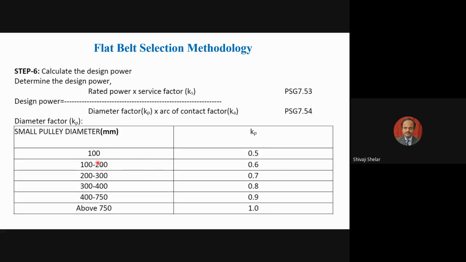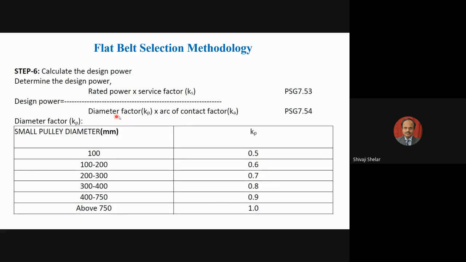If your diameter is less than 750 mm, then only we have to introduce the diameter factor. Otherwise, for a pulley greater than 750 mm, it is 1. And for the minimum pulley size of 100 mm, the diameter factor is 0.5. So the diameter factor can be taken in the range from 0.5 to 1, depending upon the approximate diameter you have selected or given. If it is less than 750, then only you introduce this value. Otherwise, you can take the diameter factor as 1.